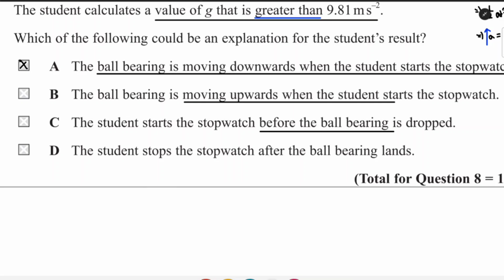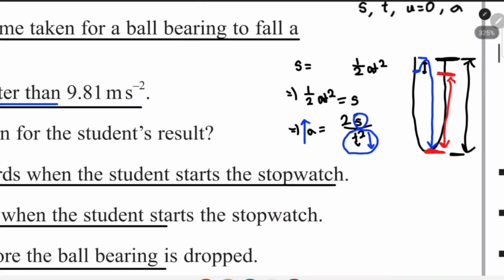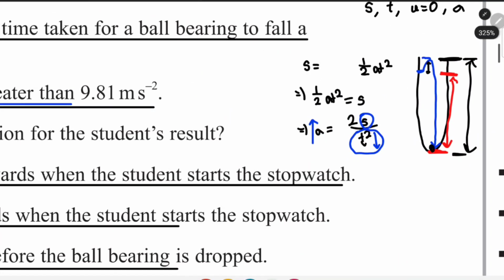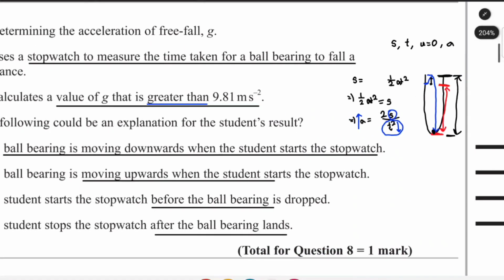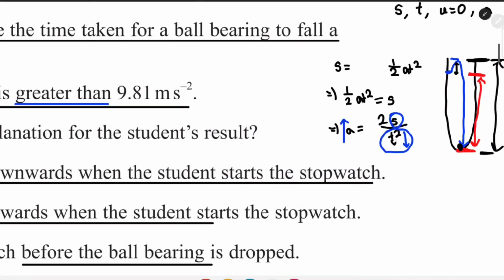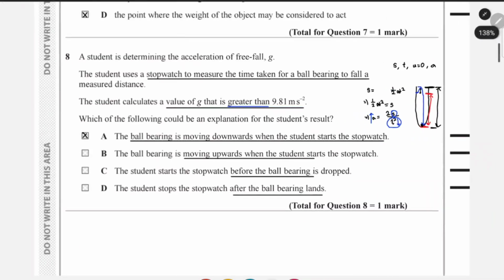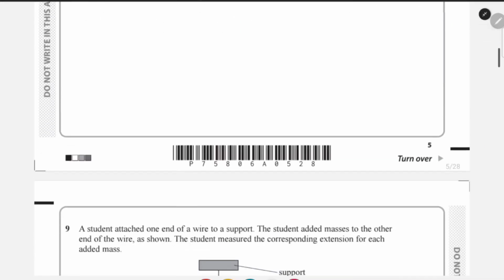And option D talks about the student stopping the stopwatch after the ball bearing lands. So the ball bearing lands over here and you wait 1 second and you don't react in time, so you are late to stop the stopwatch. If you do that, the time will be greater than what it should have been. So this is not the answer as well. We want when time we record is smaller than what it should have been. So option A is the answer.